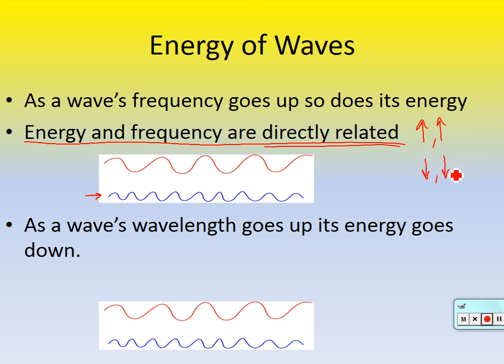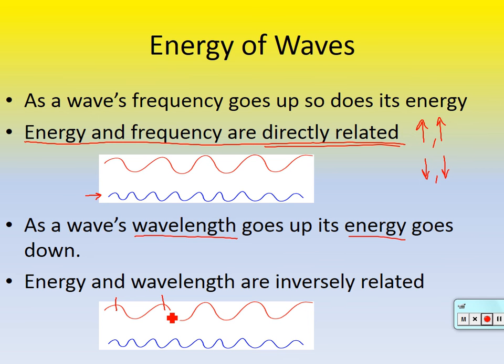Okay, let's talk about wavelength and energy though. As a wave's wavelength goes up, its energy goes what? Down. Notice how the red wave here, the wavelength is very long. But if the wavelength goes up, what happens to energy? Goes down. Good job. So energy and wavelength are inversely related. And there's this inverse relationship.